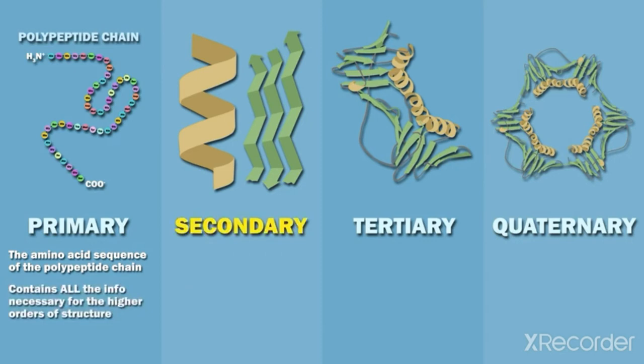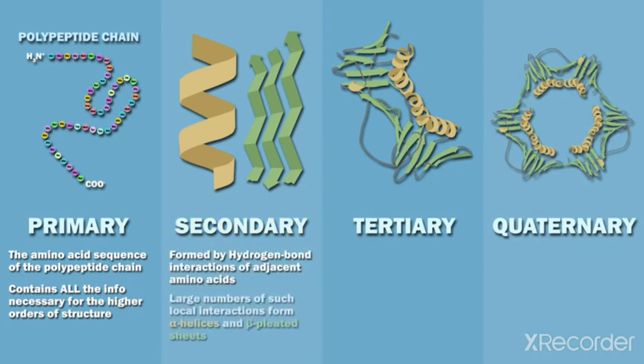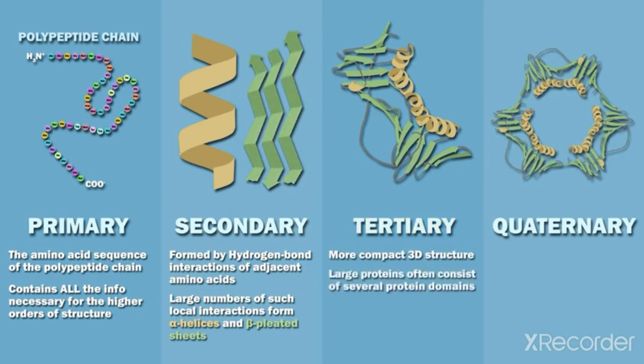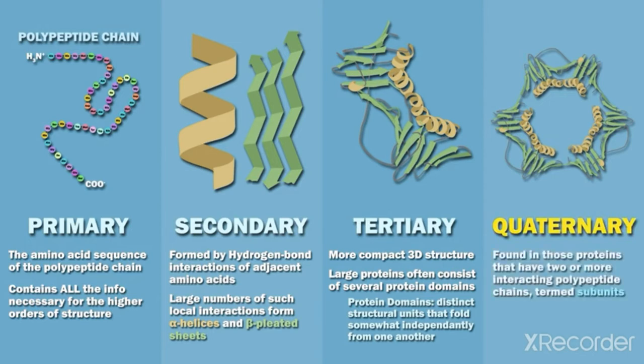The secondary structure is formed by hydrogen bond interactions of adjacent amino acids. Large numbers of such local interactions form alpha helices and beta-pleated sheets. The tertiary structure is a more compact three-dimensional shape. Large proteins often consist of several protein domains, which are distinct structural units that fold somewhat independently from one another. Quaternary structure is found in those proteins that have 2 or more interacting polypeptide chains, which are then termed subunits.